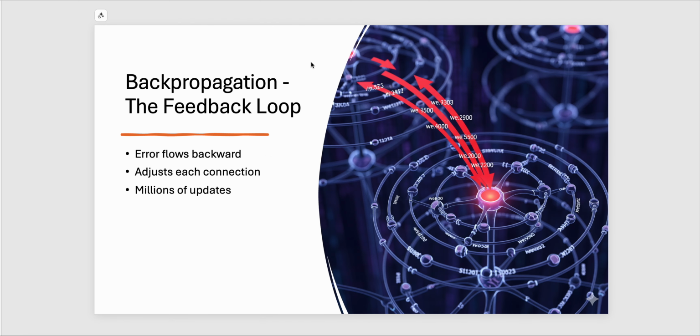Backpropagation, the feedback loop. Backpropagation is the feedback system. After the model makes a mistake, the error travels backward and tells each connection how to adjust. Doing this again and again makes the model smarter, just like practicing a skill many times.